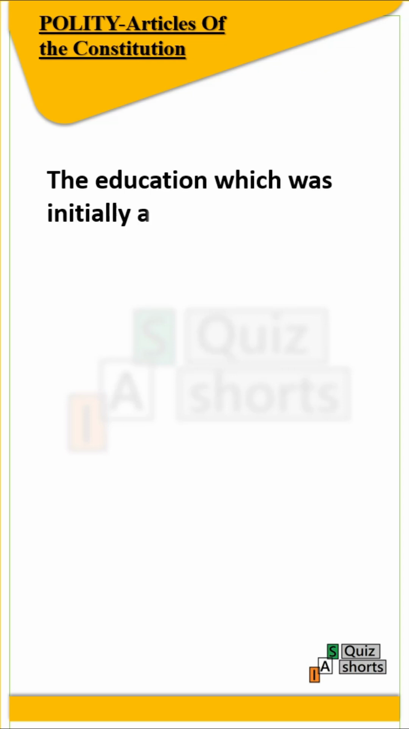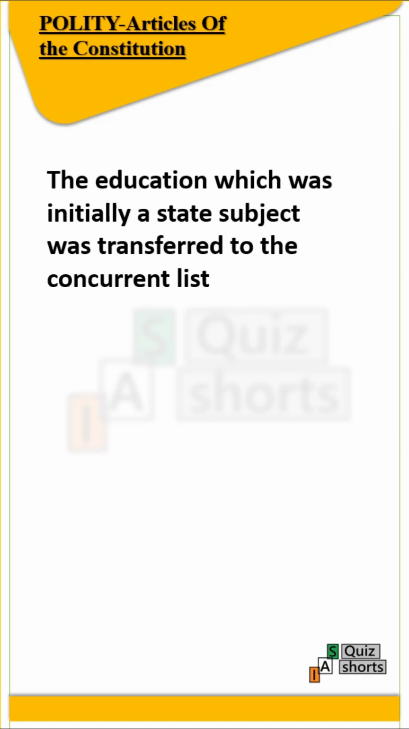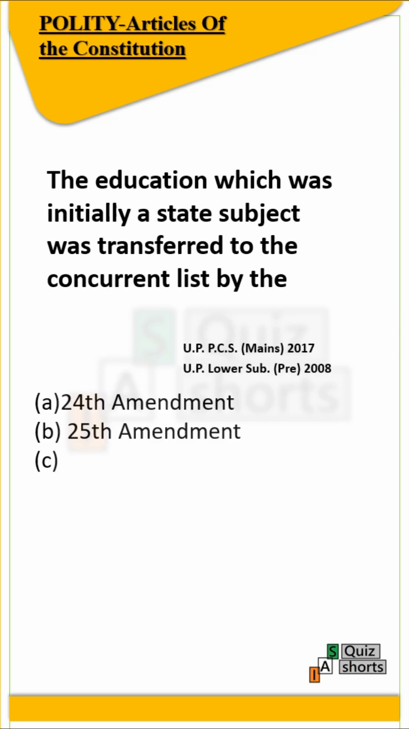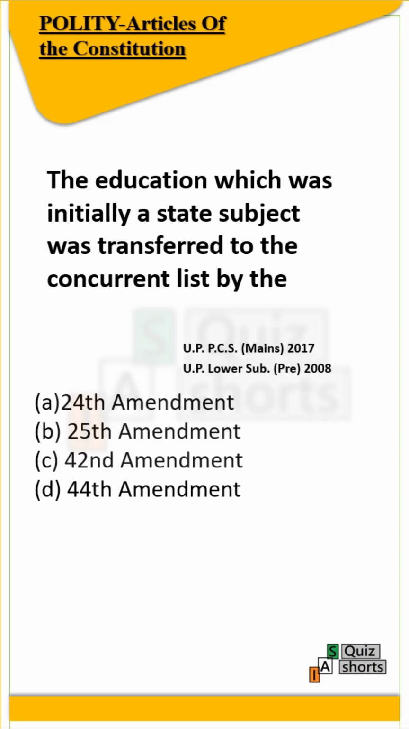The education, which was initially a state subject, was transferred to the concurrent list by the A, 24th Amendment, B, 25th Amendment, C, 42nd Amendment, D, 44th Amendment. Answer is option C, 42nd Amendment.